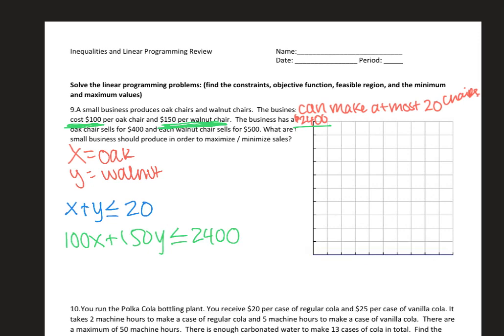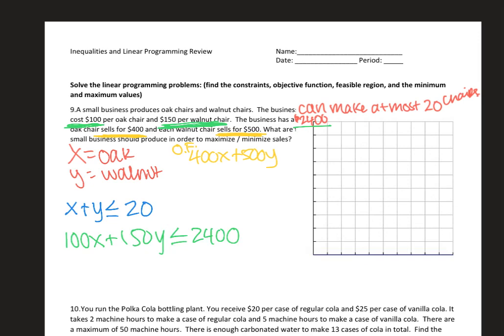All right, and then the last sentence says the oak chair sells. So keyword here, sells for $400, sells for $500. So I'm going to say my objective function is 400x plus 500y. So that's my objective function.